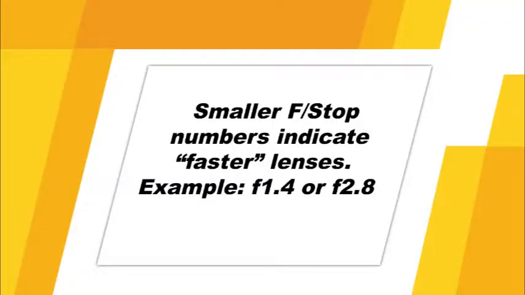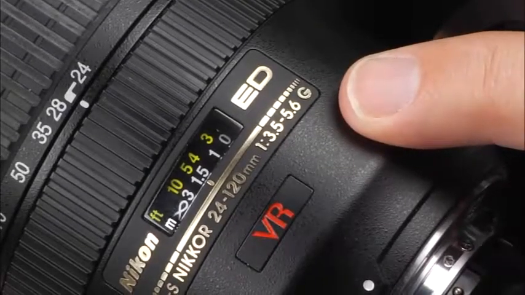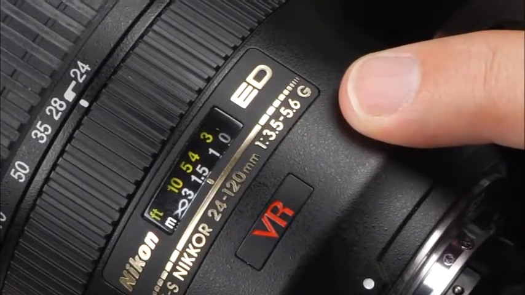Let's talk a little about lenses and apertures. When shopping for a lens, you'll notice that all lenses have a maximum aperture, or f-stop. Smaller numbers like f1.4 or f2.8 are considered to be faster lenses because they allow a lot of light to enter the camera. If your lens has a range of apertures, note that the largest aperture can be used only at the widest focal length. This is how the aperture or aperture range is indicated on the lens barrel.